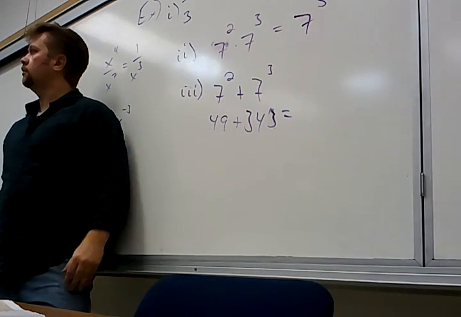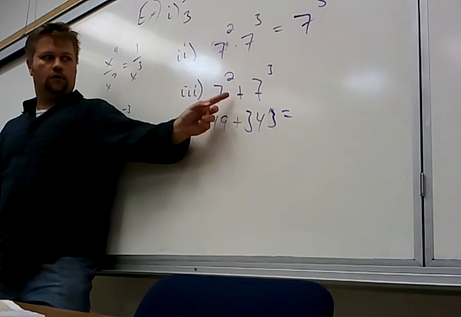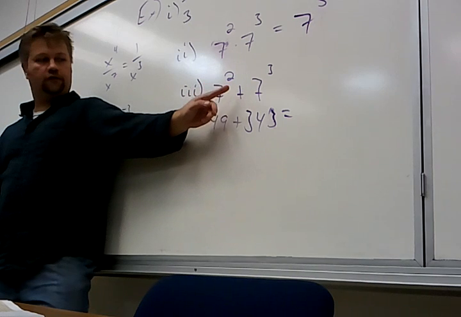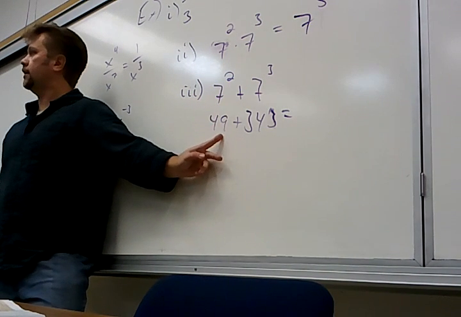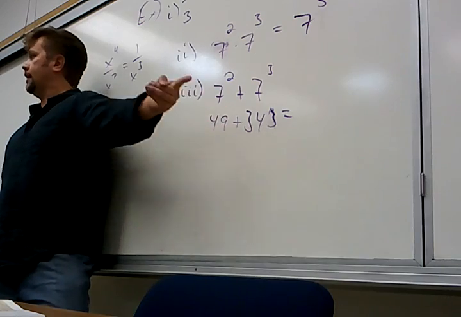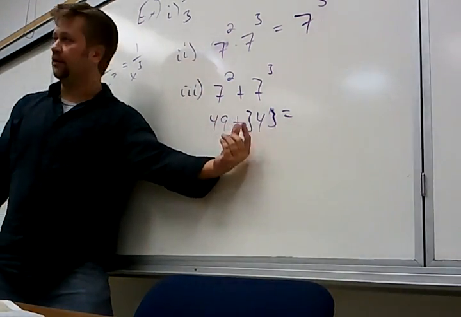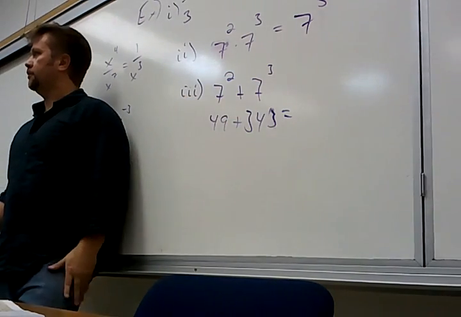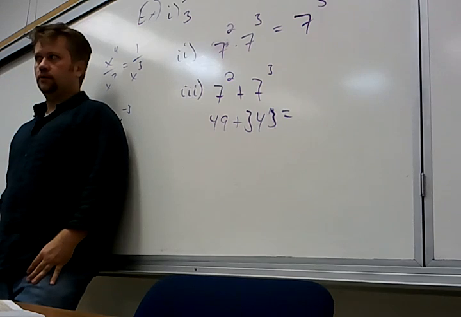If they're not like terms, then you're forced to actually work it out. They're numbers. I can actually work it out. 7 squared is 49. 7 cubed is 343. And then I can add them, because now I have 49 ones plus 343 ones. That's like terms, right? I can put those together. So that's what you're supposed to do with addition. How we doing?